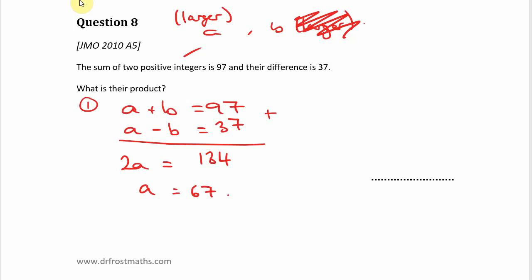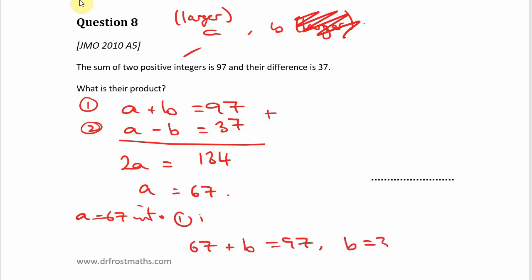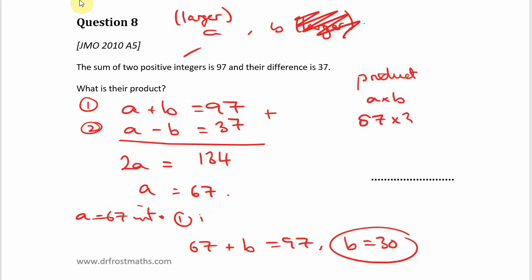So let's go back in and think, well, what is our answer to this? Sub it back into, that was equation 2, sorry. So let's sub a equals 67 into 1. 67 plus b equals 97, pretty easy, b equals 30. Then it wants us to find the product. Well, that's just a times b. So 67 times 30, that gets me 2010.